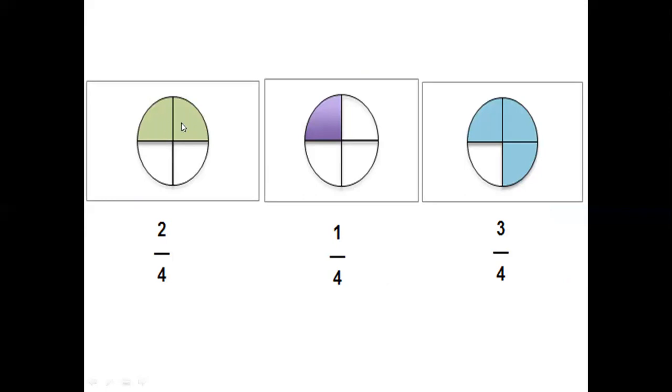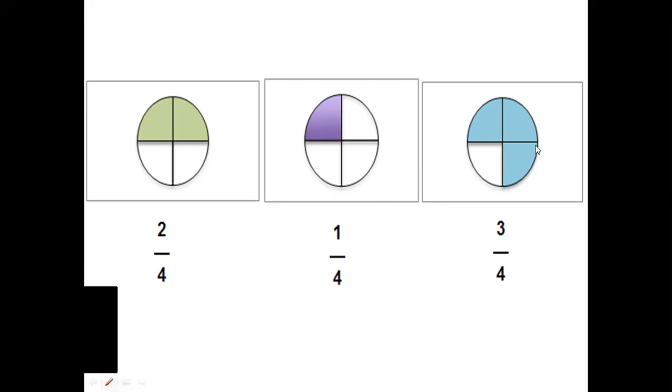Look at number 1. How many shaded parts do we have? 2. And how many parts in all? Excellent. 4. So we have 2 over 4. Okay, number 2. How many shaded parts do we have? Excellent. We have 1 shaded part. So the numerator is 1. How many parts in all? 4. So this fraction is 1 over 4.